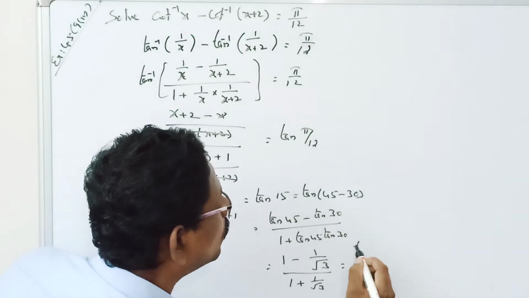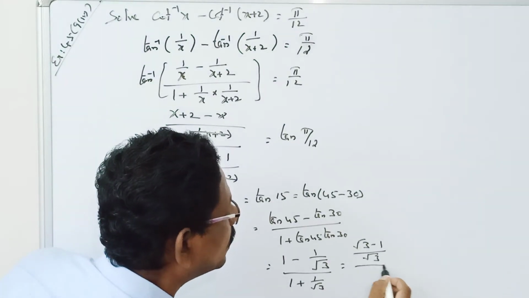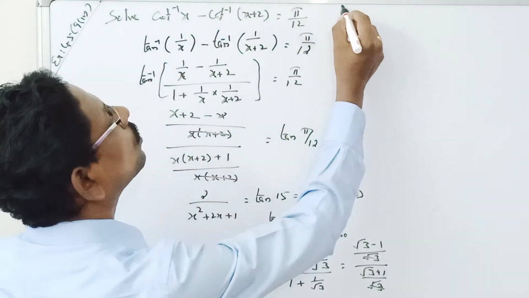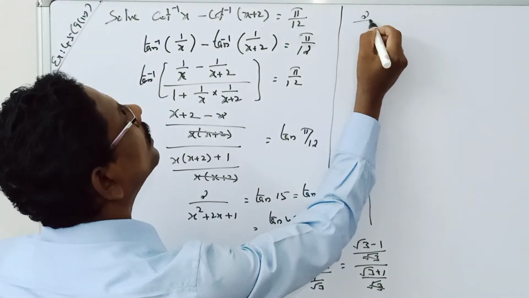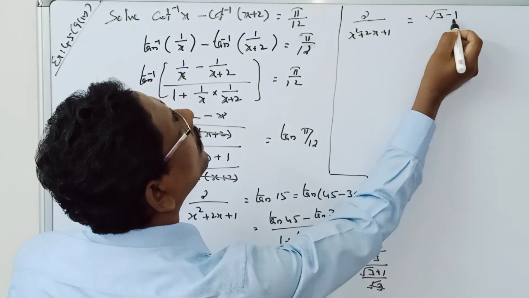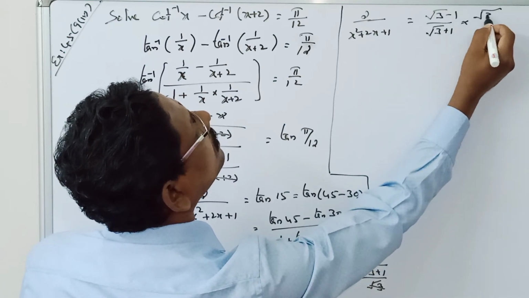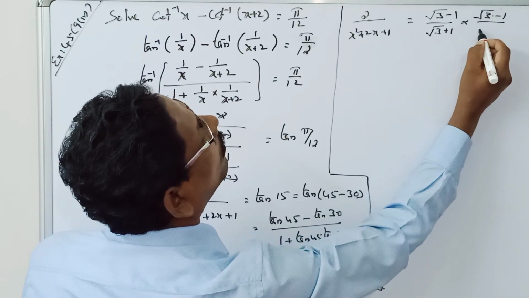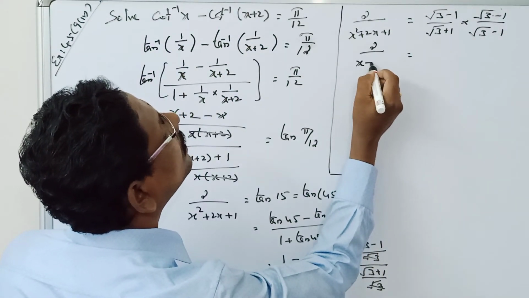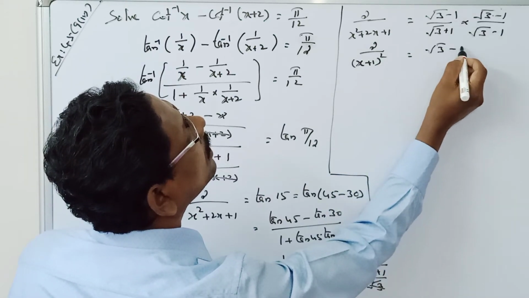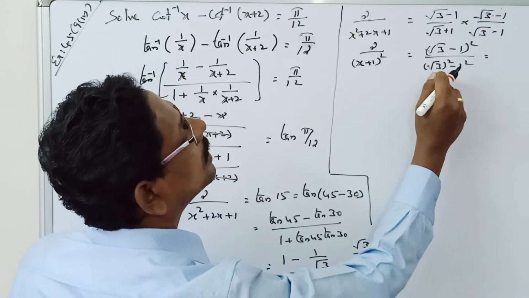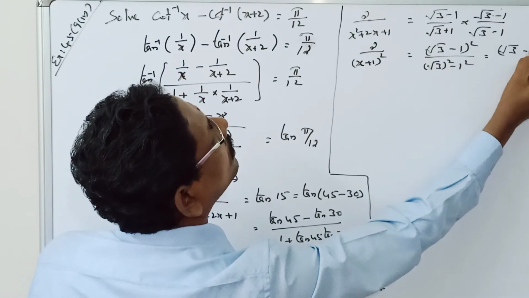Okay, taking LCM, root 3 minus 1 by root 3 divided by root 3 plus 1 by root 3, root 3 cancel. Therefore, what is the remaining? 2 by x square plus 2x plus 1 equal to root 3 minus 1 by root 3 plus 1. So here it is root 3 minus 1 by root 3 minus 1. Taking conjugate, it is equal to 2 by x plus 1 the whole square, root 3 minus 1 the whole square by root 3 square minus 1 square. So 3 minus 1, so root 3 minus 1 the whole square by 2.